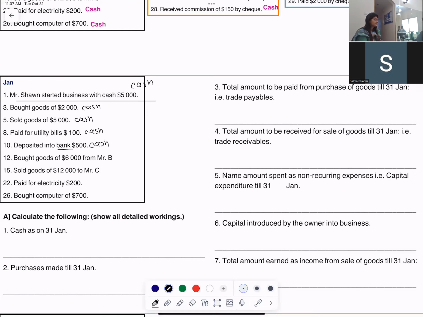6,000, credit transaction. Why is it a credit transaction?